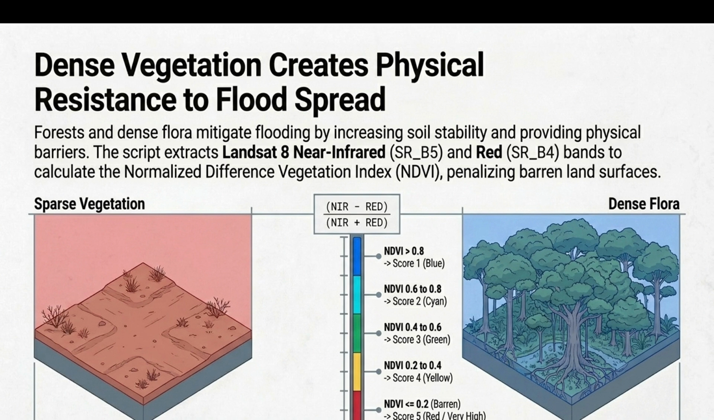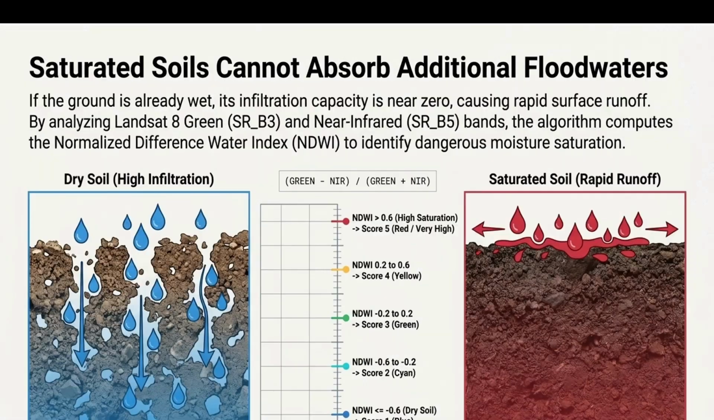So that's the reason you also compute the NDVI and identify dense vegetation or barren land, and it also helps you identify the flood risk map. Basically, dense vegetation creates physical resistance to flood spread.